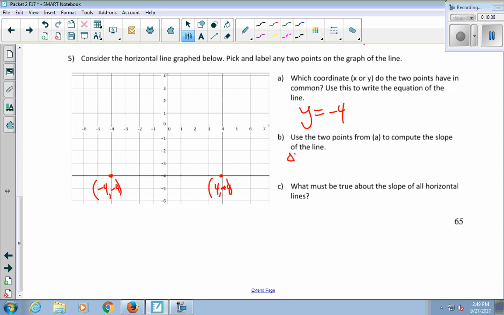Calculate the slope, change in y over change in x. So I have -4 minus -4 over 4 minus -4. So that is 0 over 8, which is 0. So what must be true of the slope of all horizontal lines? 0, because you're always going to have change in y is 0 if the y's are the same.